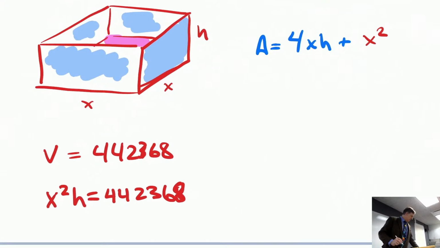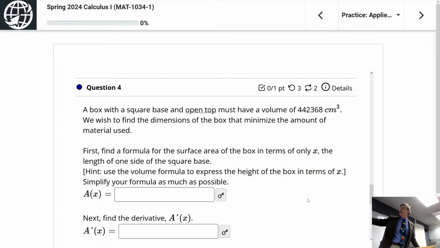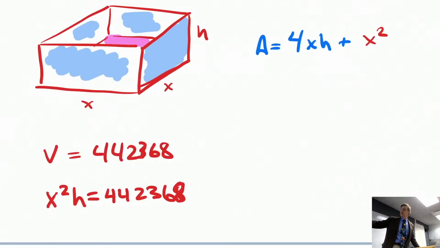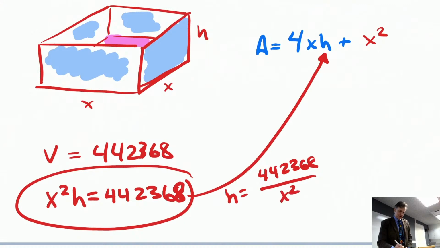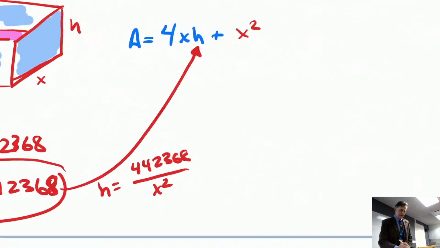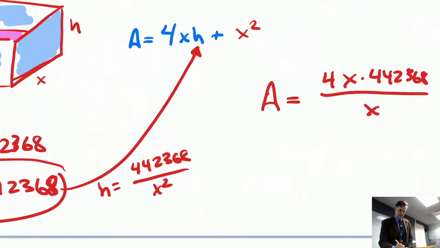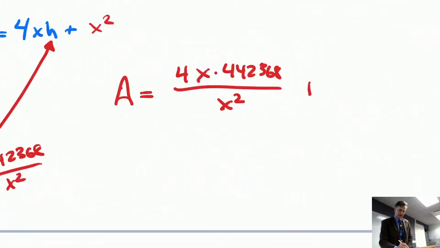It says in the instructions, it wants you to write the area in terms of just x. And so we need to do that. Basically, take this thing here, and we're going to replace the h with h is equal to 442,368 over x squared. So that means that my area formula will be 4x times 442,368 over x squared plus x squared. That is so ugly. I am not happy with this, but it's what we got.